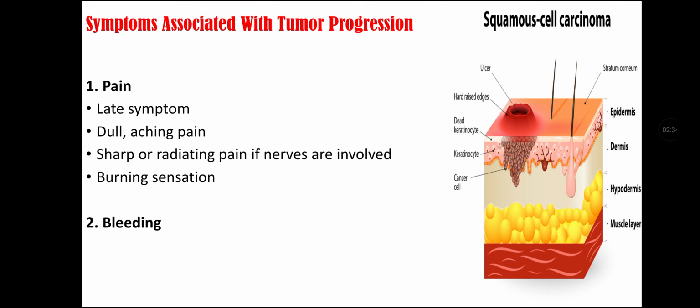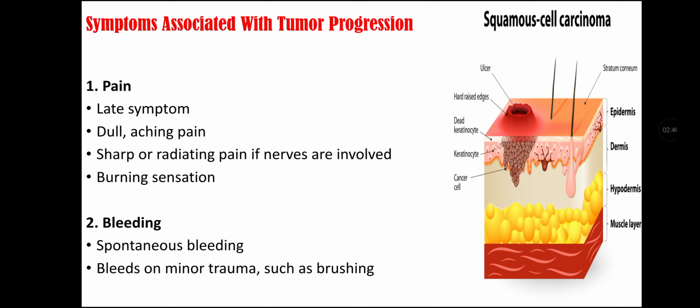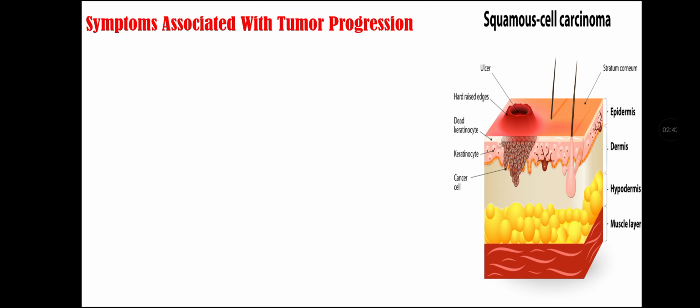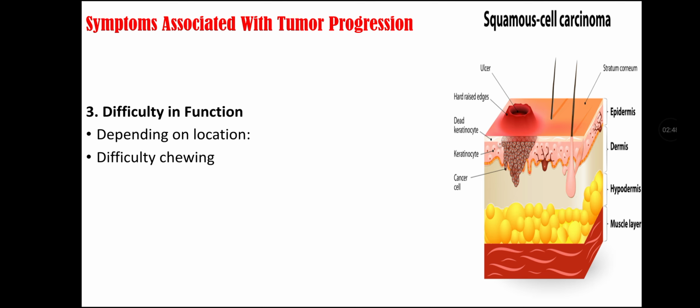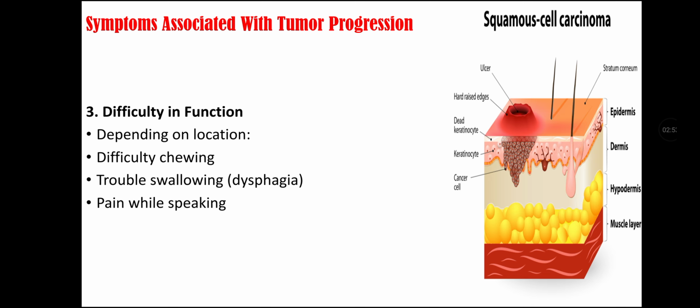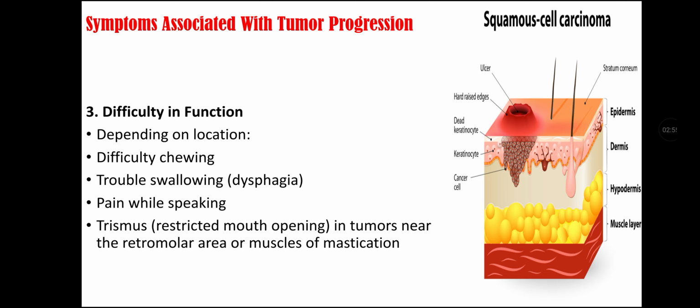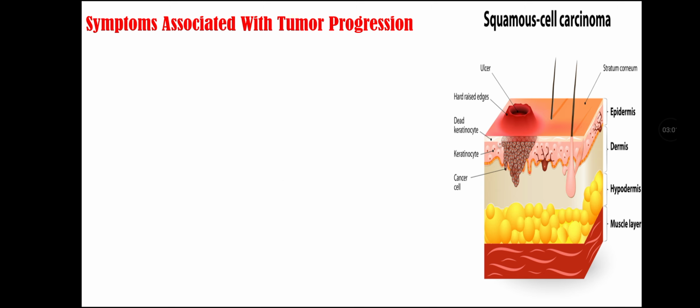There is burning sensation. Second symptom associated with tumor progression is bleeding, that is spontaneous bleeding, and it bleeds on minor trauma such as brushing. Third symptom is difficulty in function, and it depends on location of the lesion, and there may be difficulty in chewing, trouble swallowing, or pain while speaking, or there may be trismus, that is restricted mouth opening in tumors near the retromolar area or muscles of mastication.